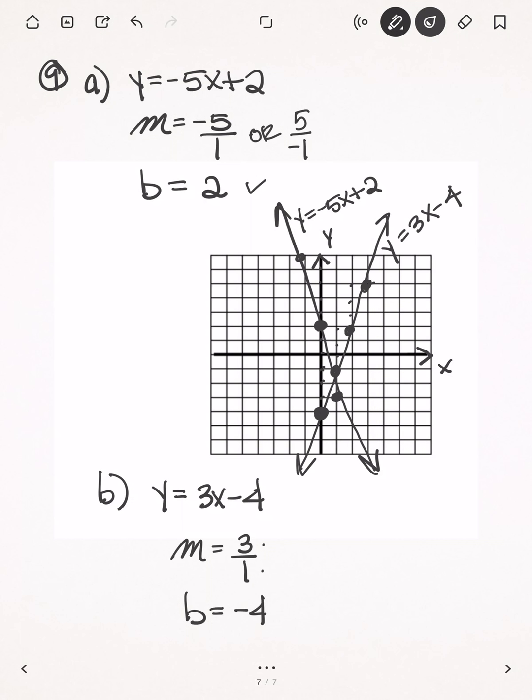We weren't looking for the point of intersection. Notice where these cross, it's not exactly on a point anyway. That's not a fraction or a decimal. So we just wanted to graph the two lines and we're done. All right, that's what will be on the quiz.